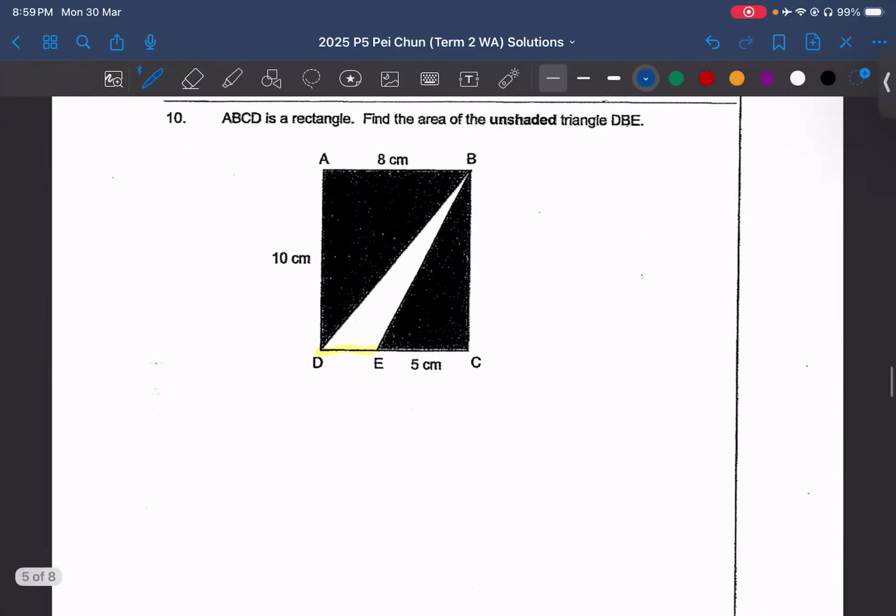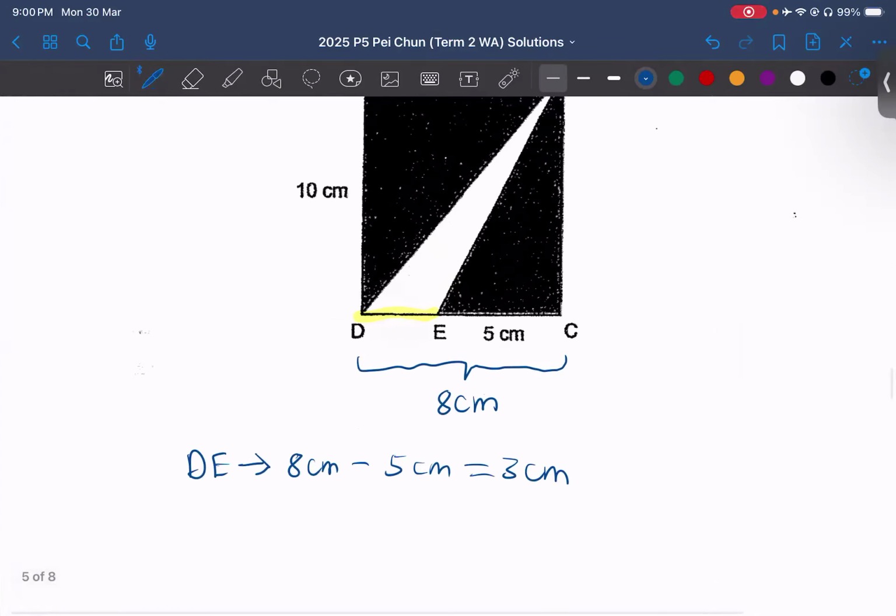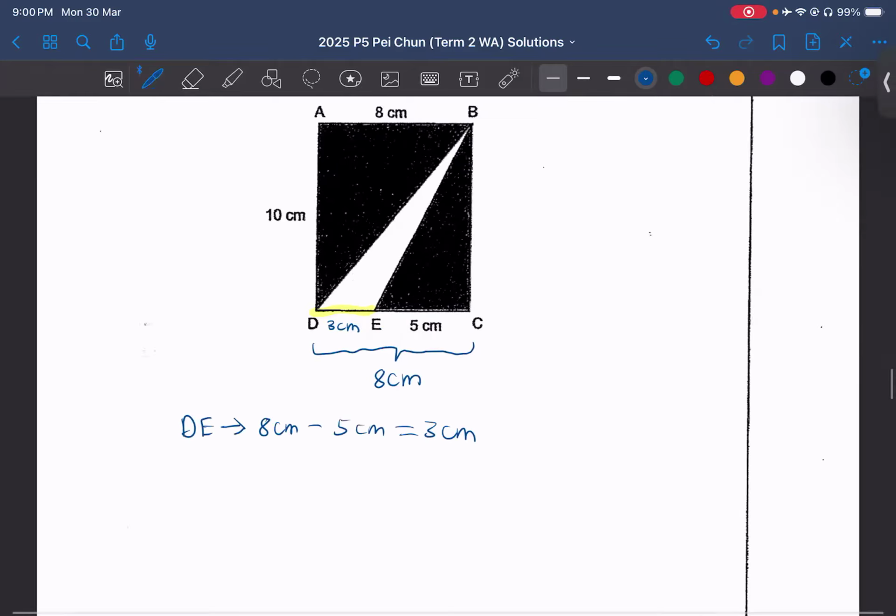Okay, so how can we find this line DE? So we know the length and the breadth of the rectangle. So in this case, this DC portion here is also the breadth of my rectangle, which is 8 centimeters. And since we know EC is 5 centimeters, we can find the length of DE, which is 8 centimeters minus 5 centimeters. This will give me 3 centimeters for DE. And that is the base of my triangle.